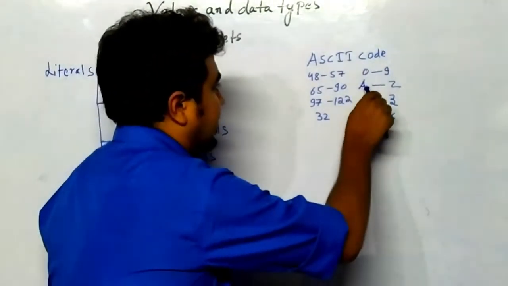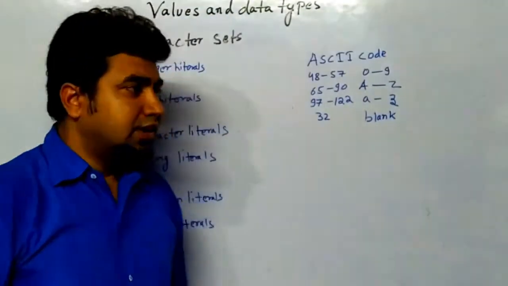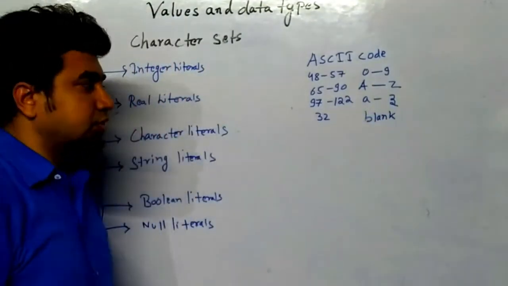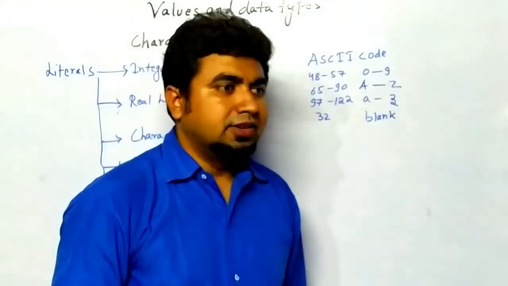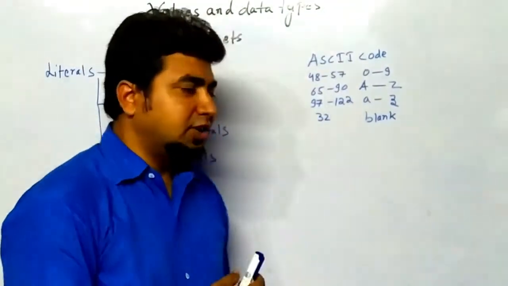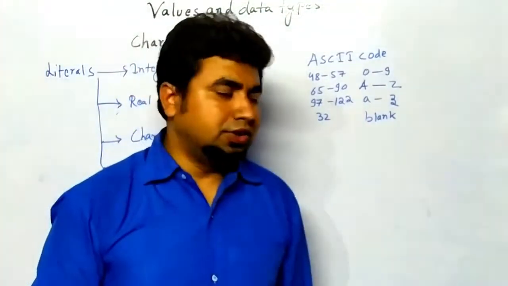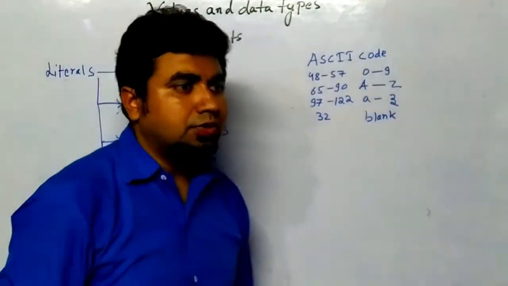Now, as you know, capital A and small a are different, because Java is a case sensitive language. So the small a value is 97. Small b will be 98, small c will be 99, and similarly it will go up to 122. Small z is 122, and the blank has an ASCII value of 32.